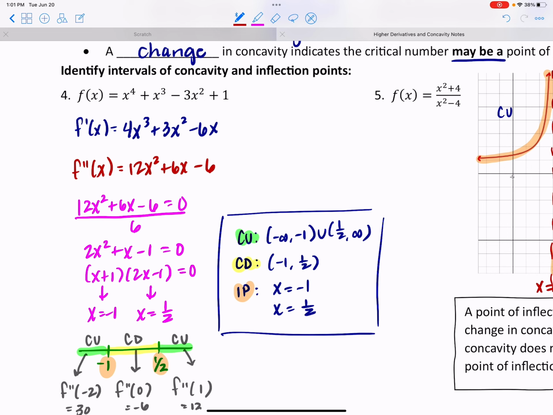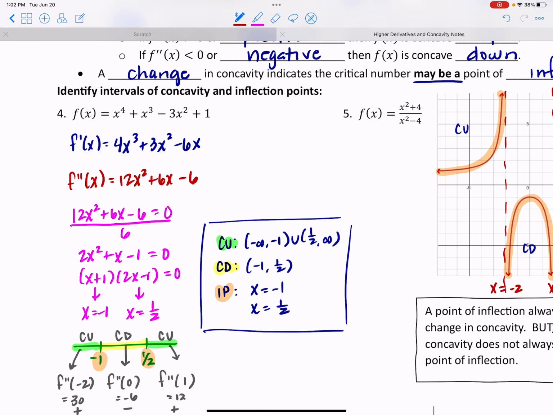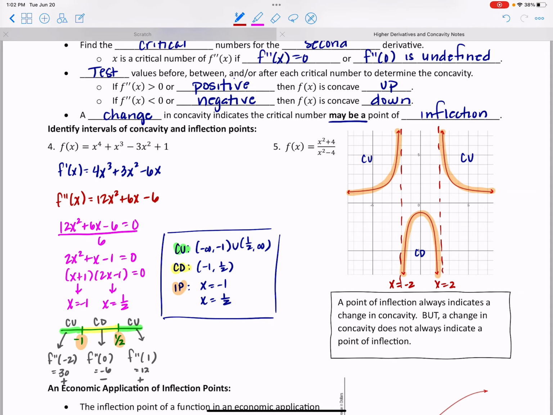So the inflection points we sort of have to find looking at our graph. If it's a polynomial, it's probably going to be an inflection point, but it's just not always a guarantee. So we want to double check with our graph. Do we have an inflection point changing the concavity, or is there something else? Okay? Hopefully that makes sense.